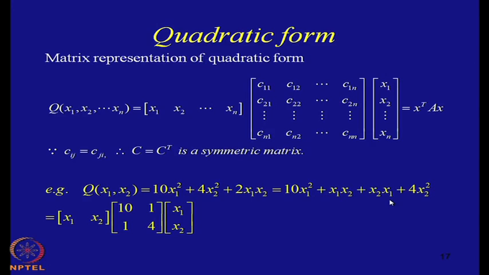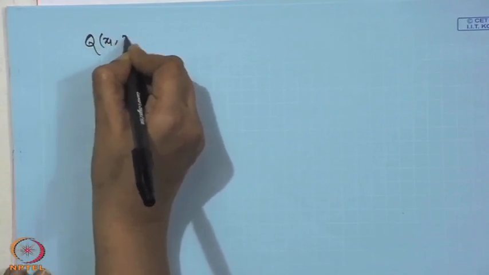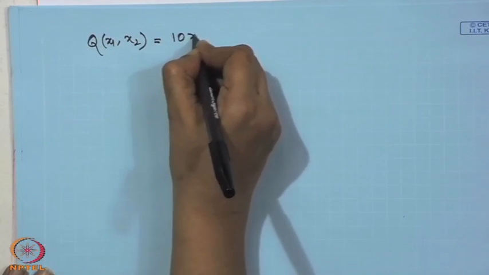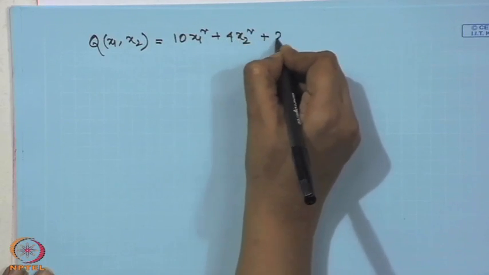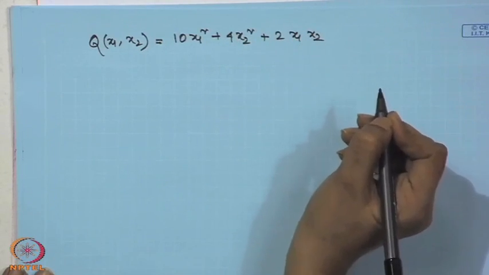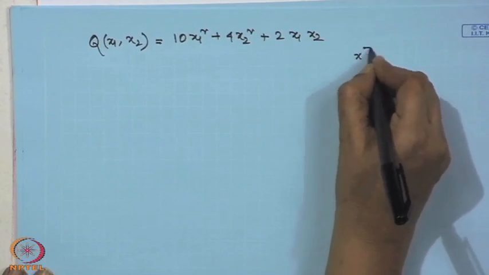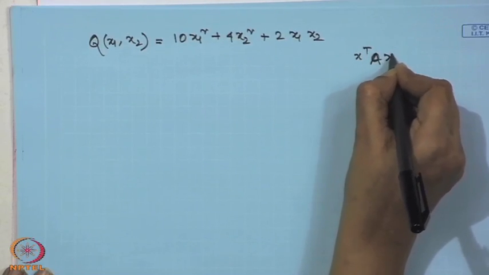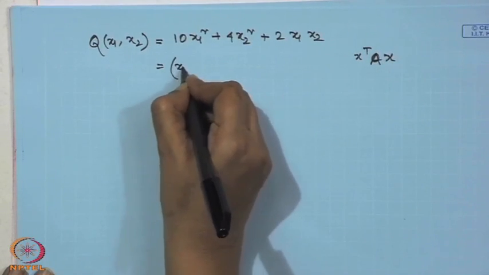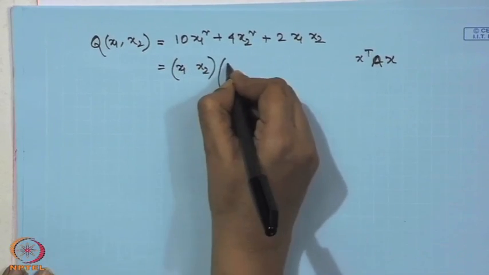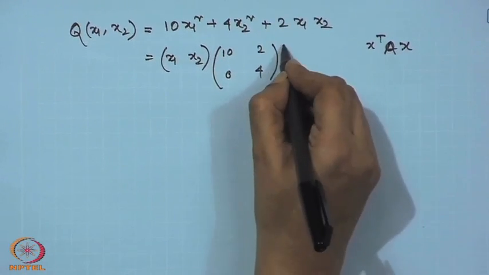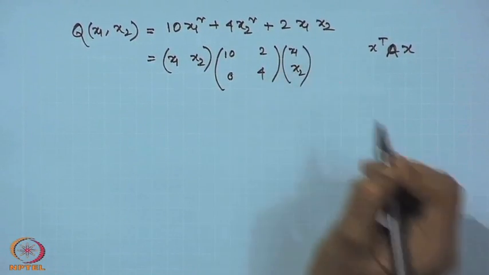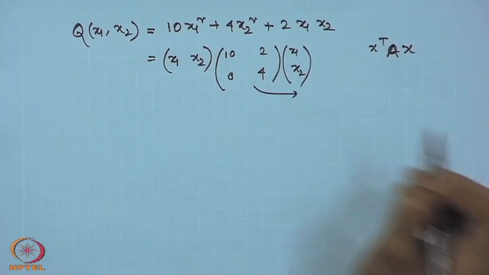If I look at this example, this is the quadratic form given to us: Q of x1, x2 is equal to 10 x1 square, this is a homogeneous quadratic polynomial, x2 square plus 2 x1 x2. If I want to write it in the form x^T A x, then I have to write it as x1 x2, then the matrix 10 4, 2 0, and then x1 x2. Now, here you will see that this matrix is not a symmetric matrix.